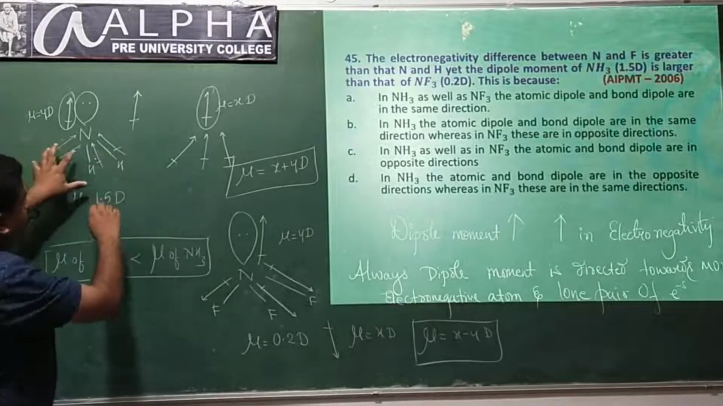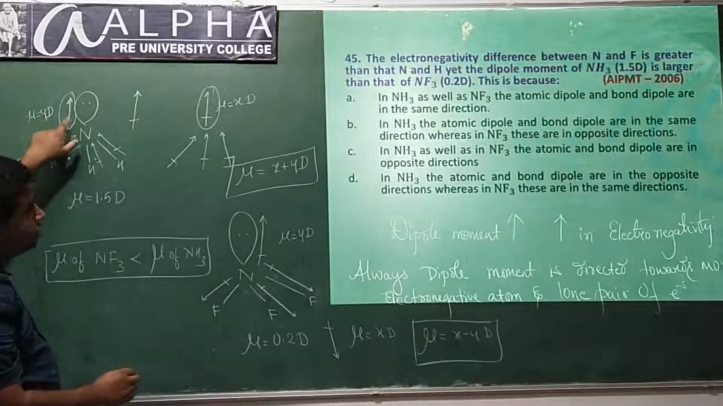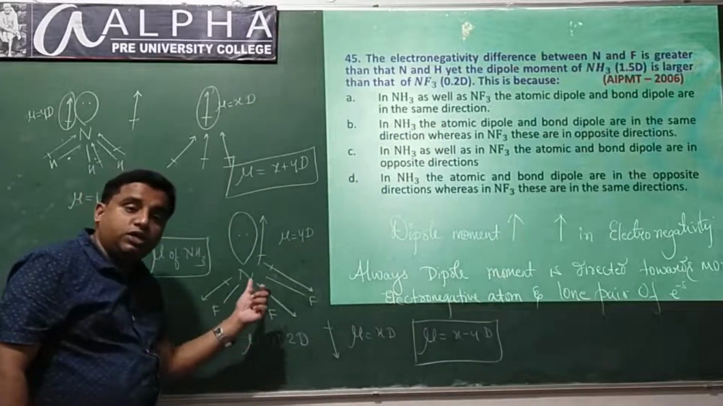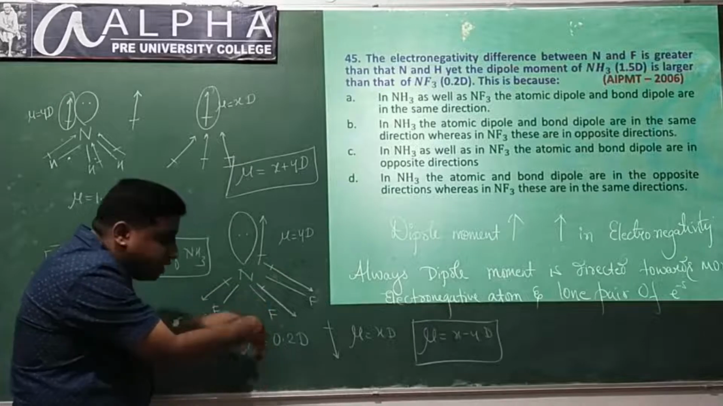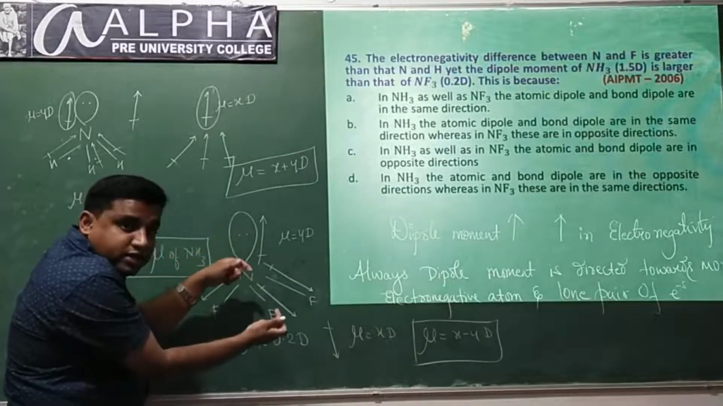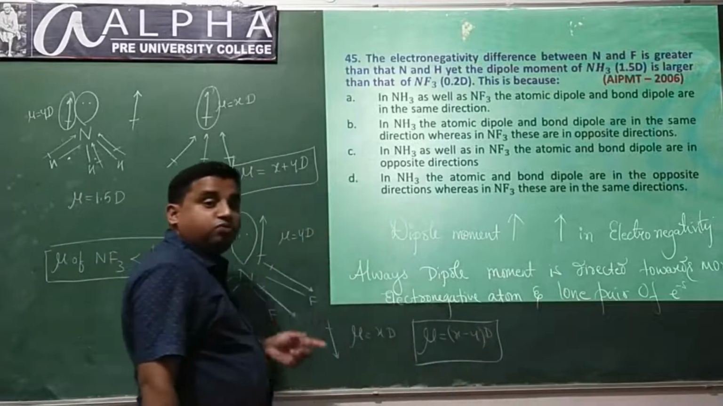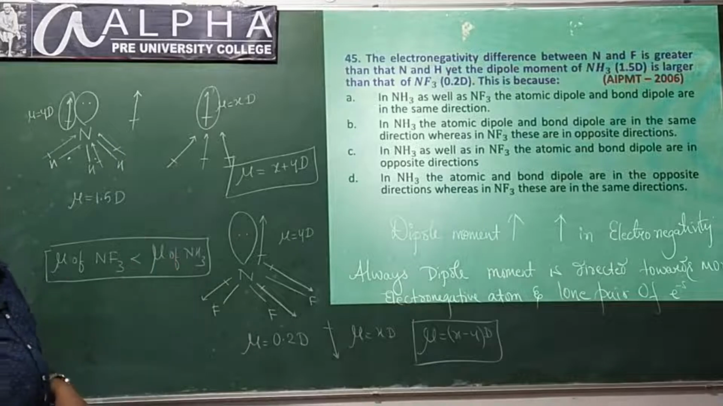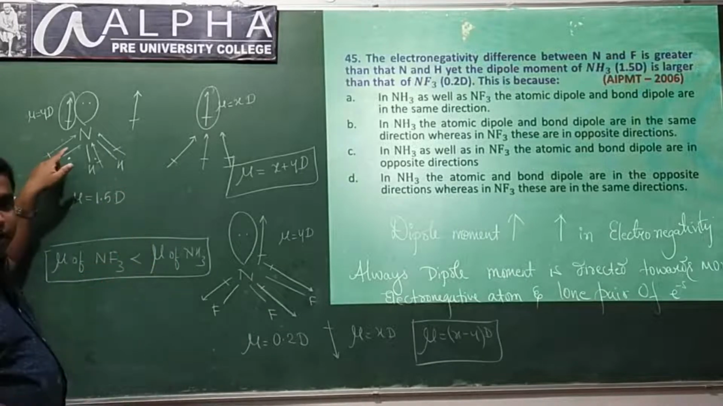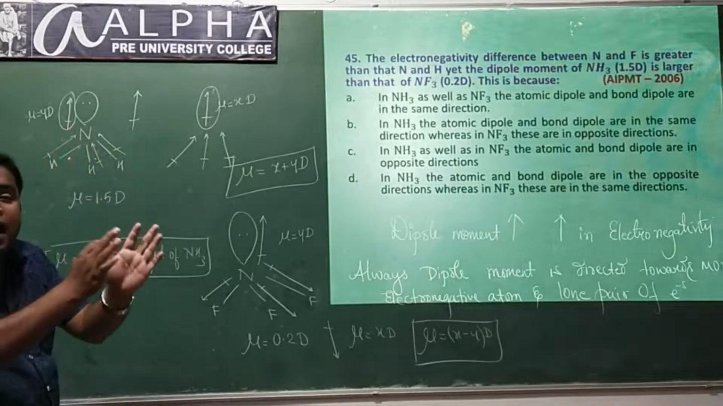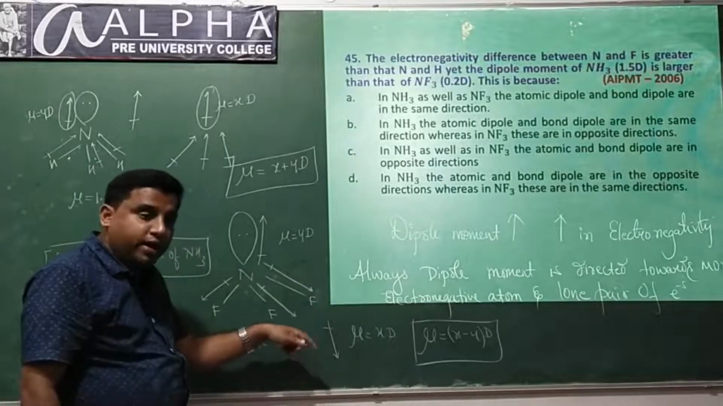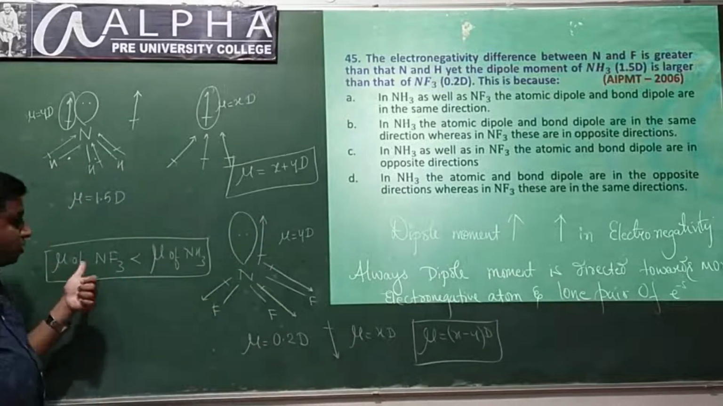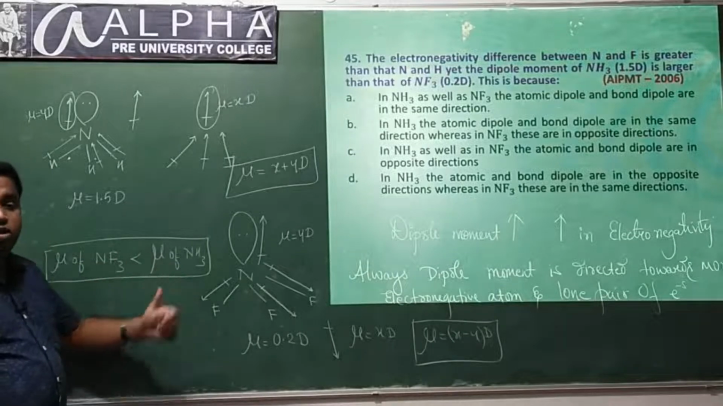In ammonia, the net dipole moment of the three dipoles plus the dipole moment towards the lone pair add up to give x plus y Debye, which is 1.5 Debye. Whereas in nitrogen trifluoride, the net dipole of the three dipoles is in the downward direction and the dipole towards the lone pair is in the upward direction. Therefore, they cancel to a certain extent. Hence, the net dipole moment will be x minus y. That is why the dipole moment of nitrogen trifluoride is less than that of ammonia. In ammonia they add, whereas in nitrogen trifluoride they cancel.